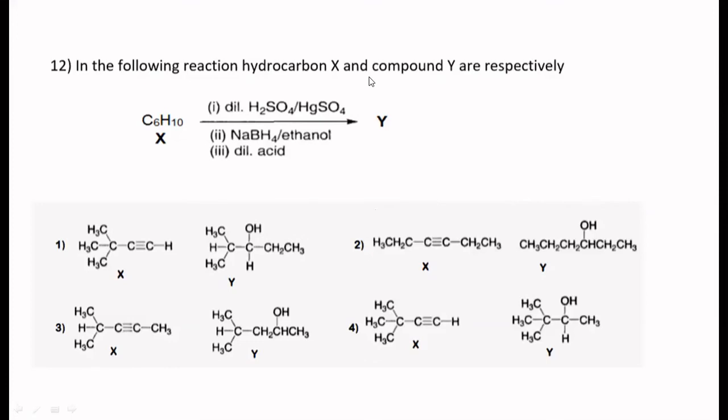Next, this question. This is a simple one. Any idea as to what is X and Y? X is C6H10. It has to be an alkyne, isn't it? CnH2n minus 2. So in this case, the first compound which you have got is an alkyne. So you can't find it out from there. And then it reacts with HgSO4 and H2SO4. That is, you are supposed to do hydration of alkynes.